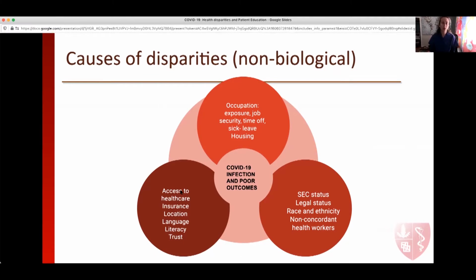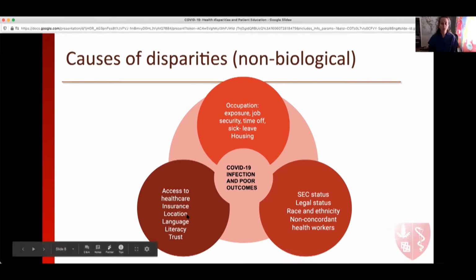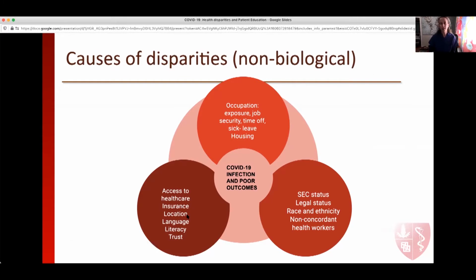Access to healthcare is also critical. And there are many things that play into this. First, obviously, we think about health insurance. We know the patients that do not have health insurance are more likely to delay seeking care until they're quite ill. Location is also important. You can have the best insurance in the world, but if you live in a rural area with no nearby healthcare and no access to transportation, you won't be able to access it.